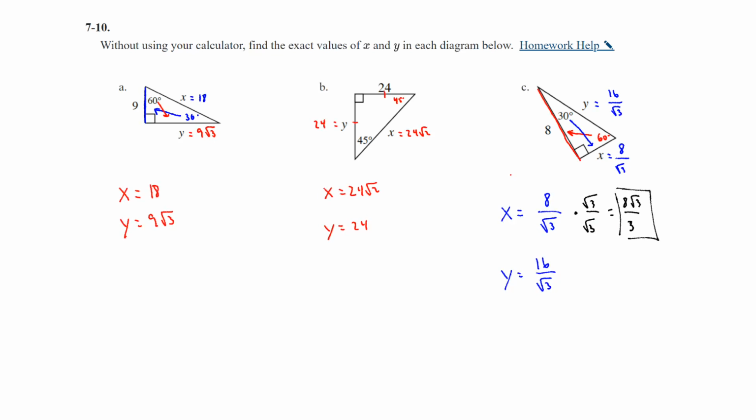So this would be the simplified version of that if your teacher asked you to what's called rationalize the denominator. We could do the same thing on y multiplied by the square root of 3, so we get 16 square roots of 3 over 3. And so that, once again, would be the simplified form where you are rationalizing the denominator. But just check with your teacher if you're not sure.